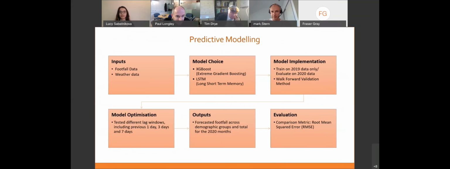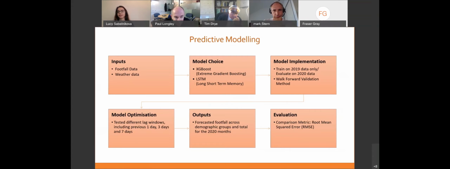It influenced my inputs, where I had footfall data and additional features, and I also included weather data, which has been previously shown to influence footfall. I chose 2 models, the XGBoost and the LSTM, which are both machine learning algorithms. In terms of the model implementation, firstly, I trained only on the 2019 data and evaluated on 2020 data. I further improved on that by including the walk-forward validation.